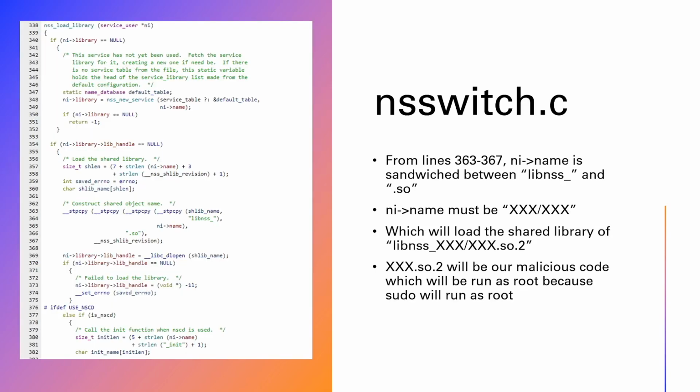Looking back at NSSwitch, we can see in lines 363 to 367 that ni name is sandwiched between libnss_ and .so. This means our name variable must be set to something/something, which will load the library libnss_something/something.so.2. Here, something.so.2 will be our malicious code, which we run as root, since sudo will run as root.